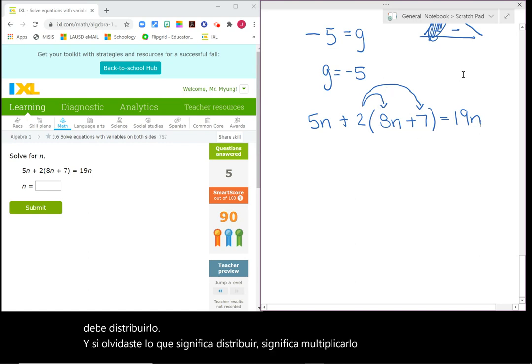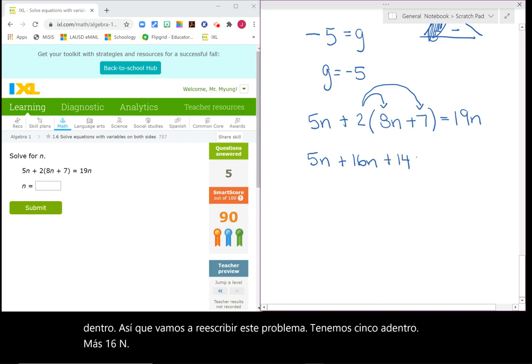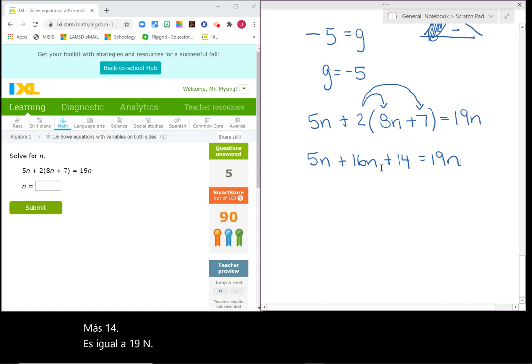So let's rewrite this problem. We got 5n plus 16n plus 14 equals 19n. Where did I get the 16n? 2 times 8 is 16. Where did I get the 14? 2 times 7 is 14. So this here is our new problem.